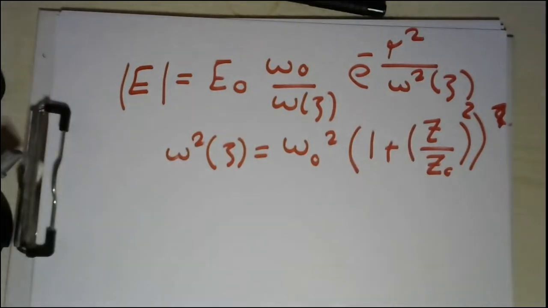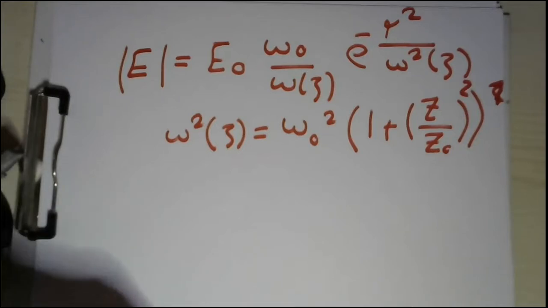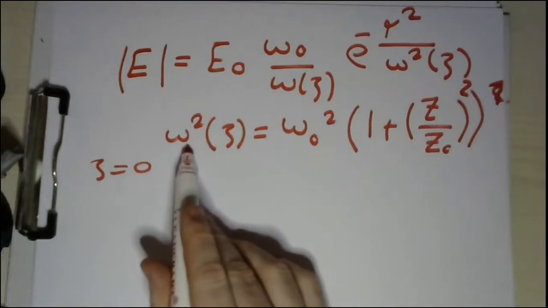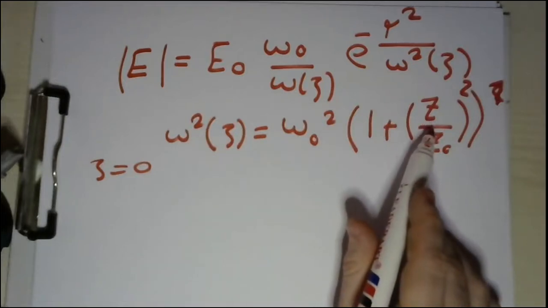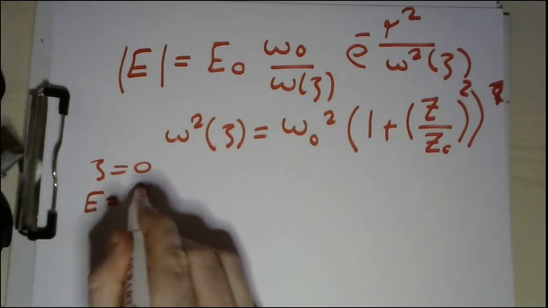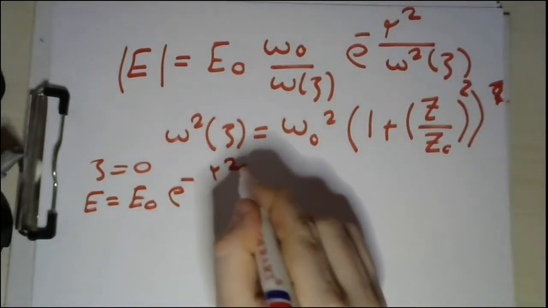So in order to start discussing this equation, we have to make life somehow easier. So let's first start to think about the variation with respect to R at a certain Z. So for example, let me start with Z equals zero. That is the starting point of the line, because this is the position where the source is located. So if that equals zero, omega square will be equal to omega naught square, because this term will be equal to zero, then this bracket will tend to one. Accordingly, E equals E naught, and then we have this coefficient equal to one, e power minus r squared over omega naught squared.